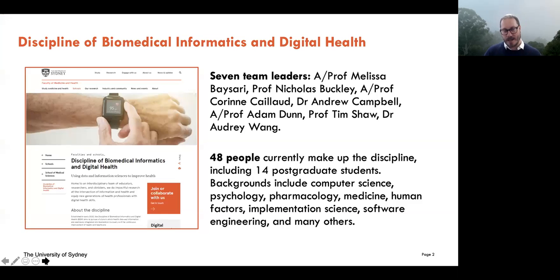Let me start off by talking a little bit about the discipline of biomedical informatics and digital health. I'm new to the position and new to the University of Sydney, and we have recently established the discipline of biomedical informatics and digital health in the School of Medical Sciences as part of the Faculty of Medicine and Health. Currently, we have 7 team leads, and they're all sitting up there. The total number of people in the discipline is technically 48, including all of our postgraduate students, research assistants and professional staff. And we're a weirdly multidisciplinary team.